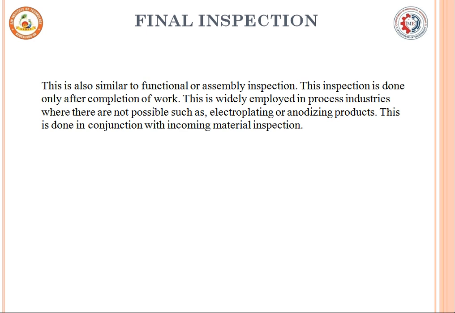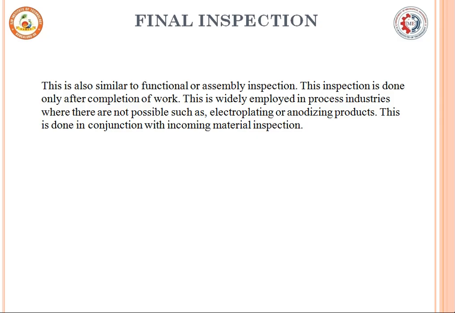So final inspection speaks about the functional or assembly inspection. They are very similar to functional or assembly inspection. This inspection is done at the last stage. Once the overall parts are produced, they are going to check. This is applicable to process industries such as electroplating and anodizing products.